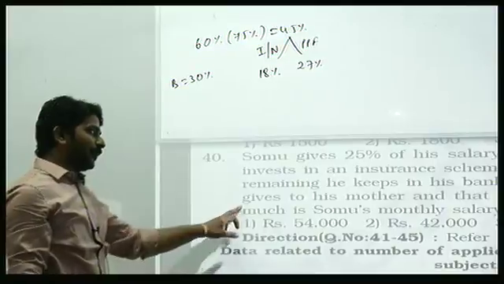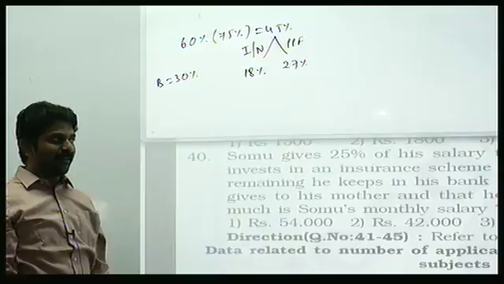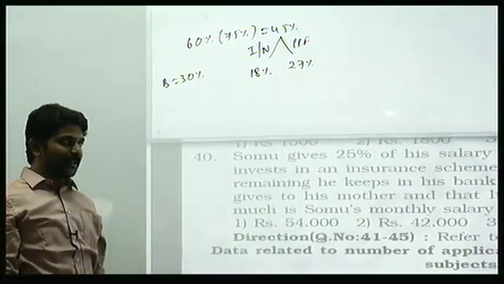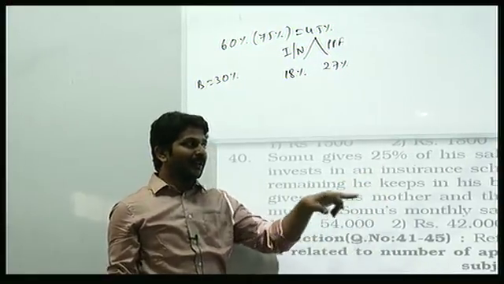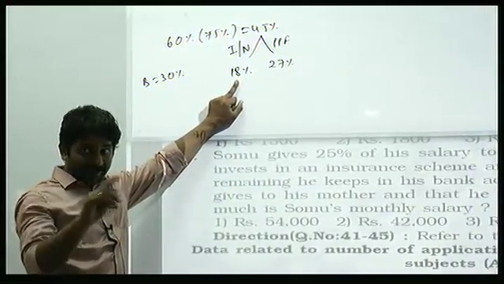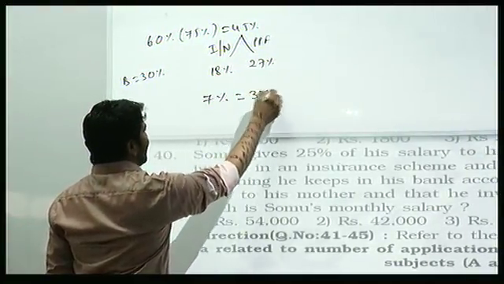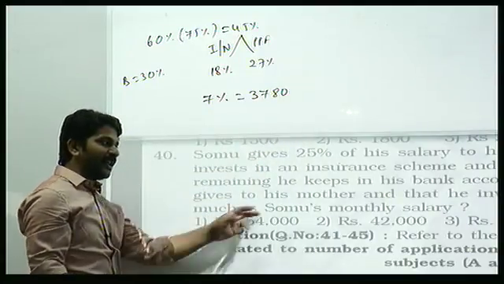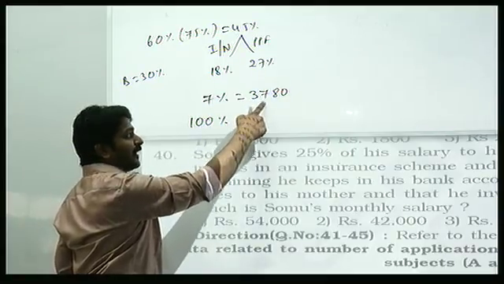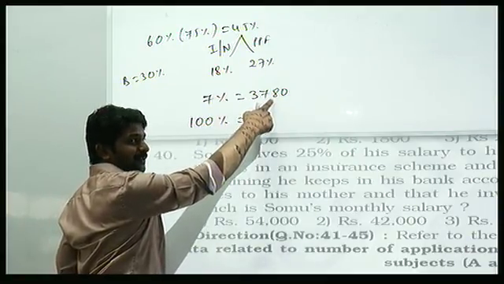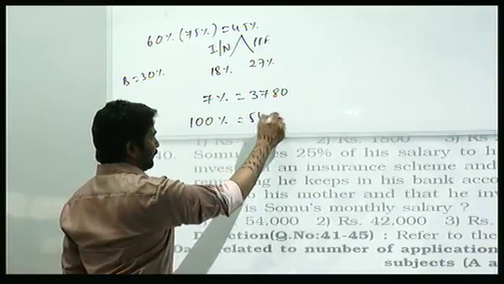If the difference between the amount he gives to his mother and he invested in insurance is 3780, how much is Somu's monthly salary? So Somu gave 25% to mother, and in insurance policy, 18%. Difference, 7%. Difference is given as 3780. And now you are asked to calculate monthly salary, which is 100%. 7 5 times 35, and then 4 times 0. So total how many times? 540 times. 540 times of this number is 54,000.